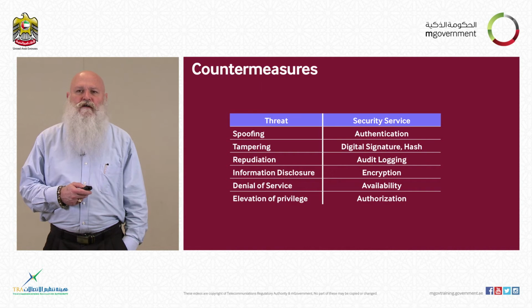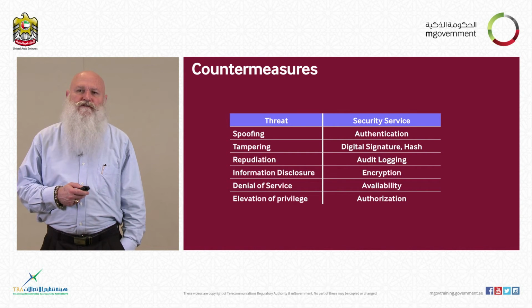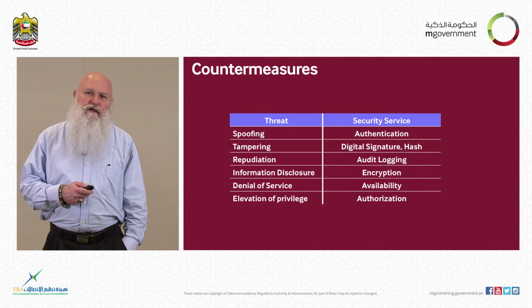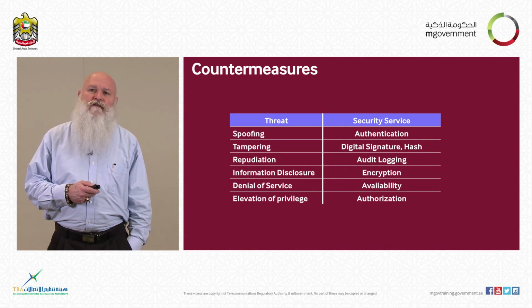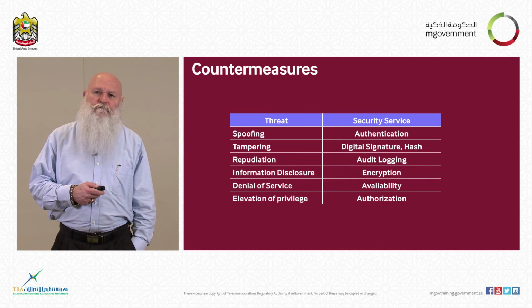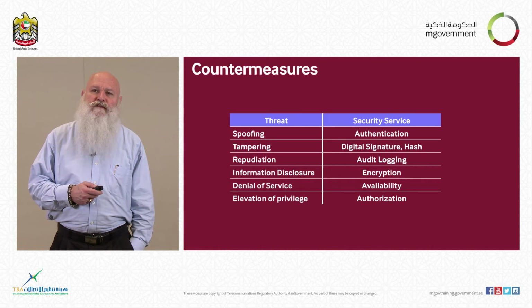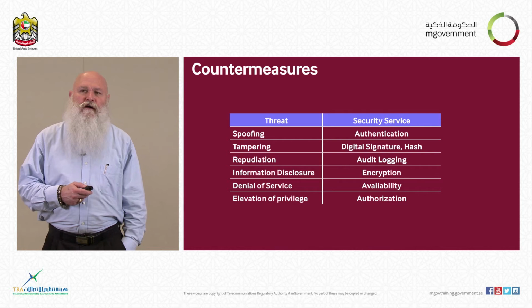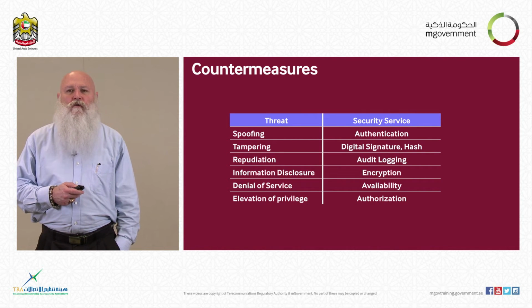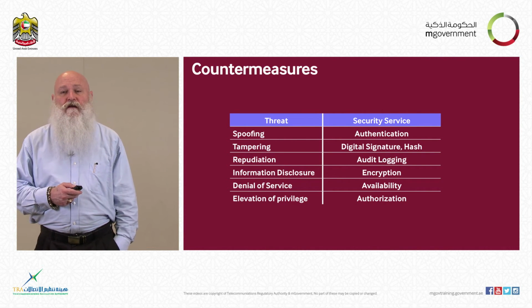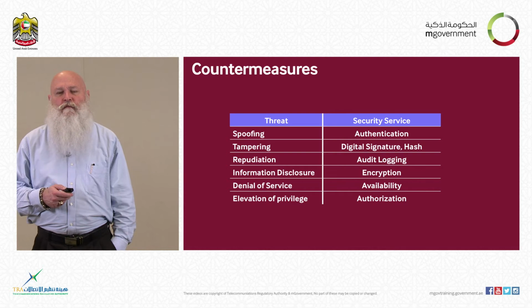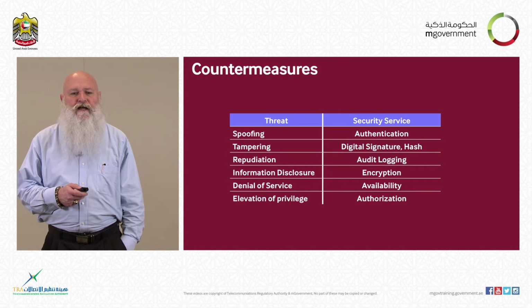Denial of service is the most difficult thing to defend against availability. All you can really do is plan defense in depth and hope the attacker doesn't defeat your defenses. For elevation of privilege, we require the user to authenticate, and then we control their access based on that authentication. We authorize them based on the principle of least privilege and control their access.